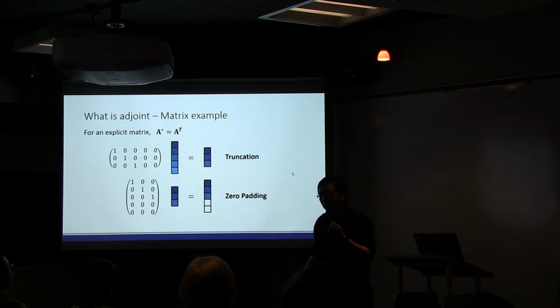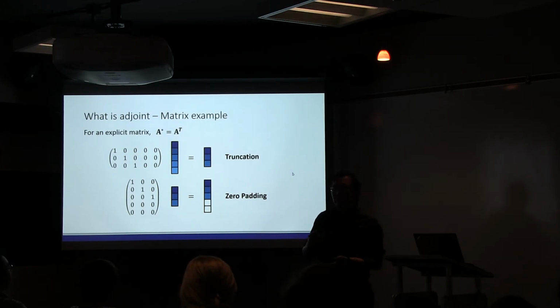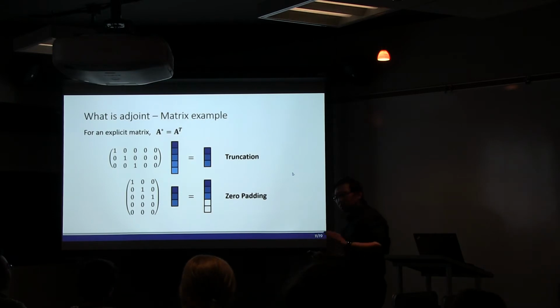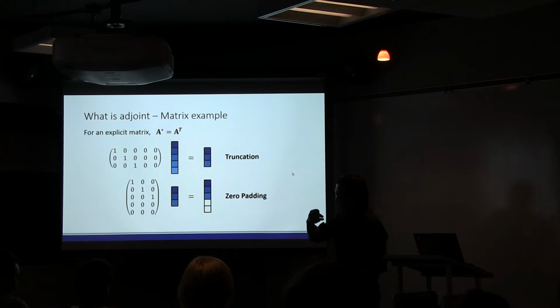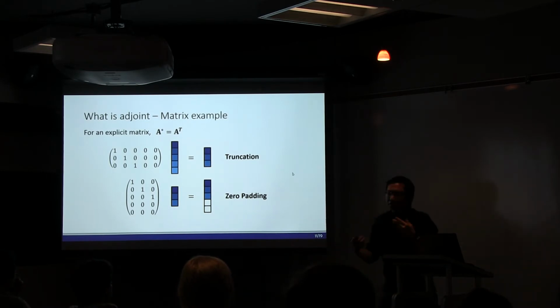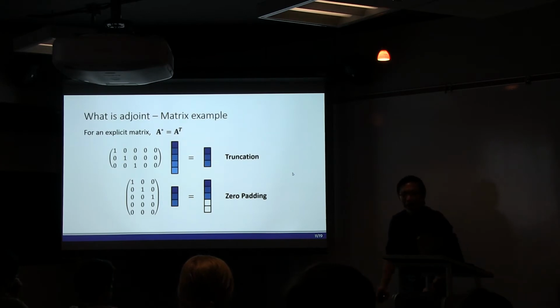So let's summarize a little bit. So roughly, the adjunct can sort of preserve the amplitude operation, like making things spicy. Its adjunct is still making things spicy. And on the other hand, the adjunct can more or less cancel the phase operation, like truncation and zero padding are adjunct to each other. And hopefully you guys have some intuition about what adjunct is.